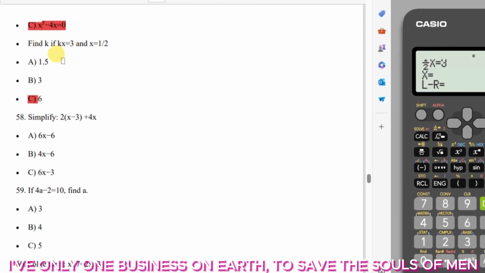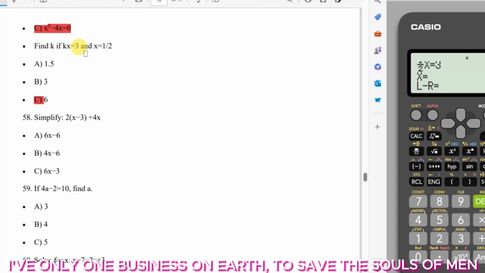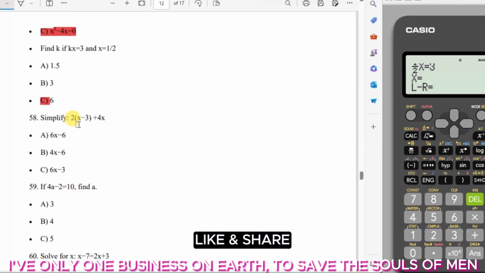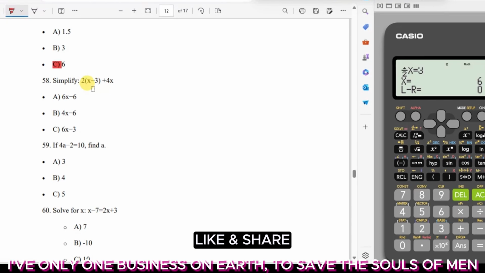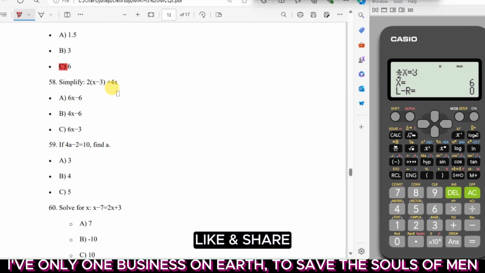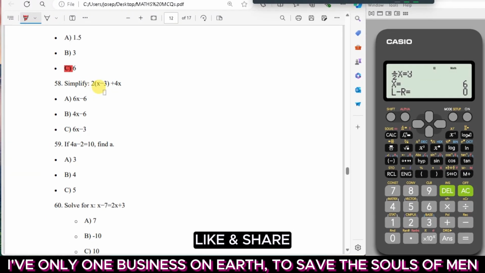Now here, simplify 2 in the bracket, x minus 3, bracket close, plus 4x. So 2x minus 6 plus 4x. So 2x plus 4x gives you 6x minus 6. Alright, so the correct answer here is A.